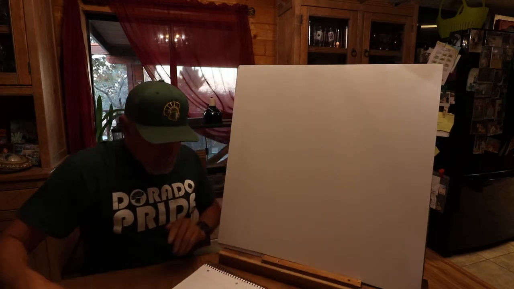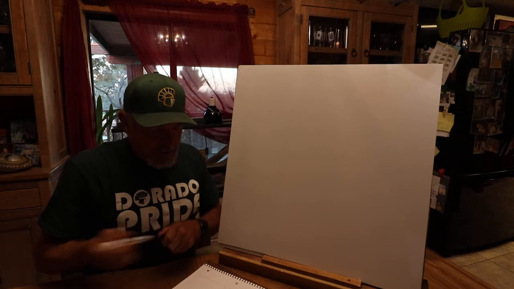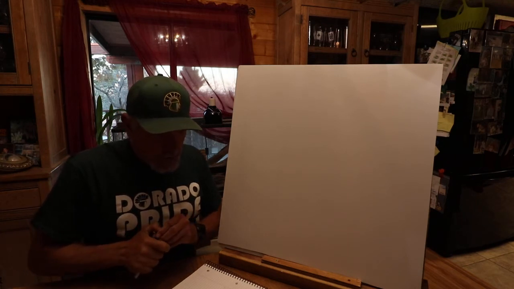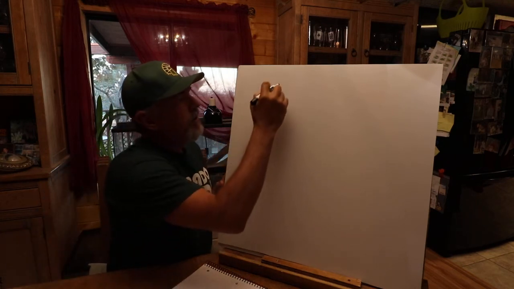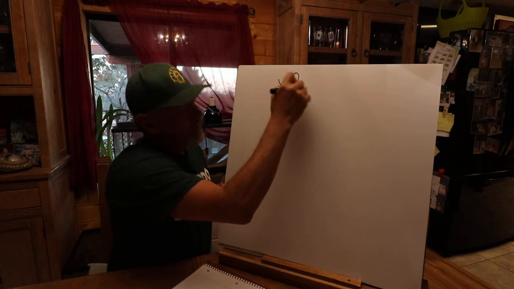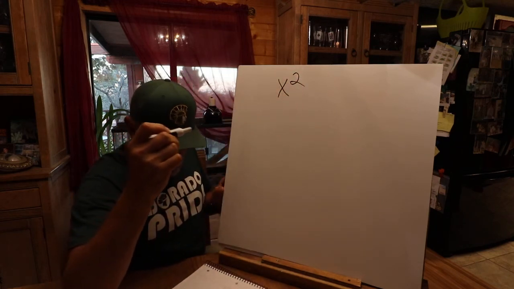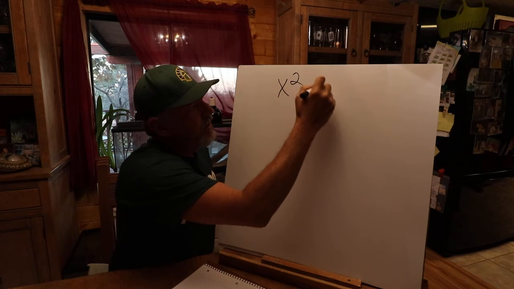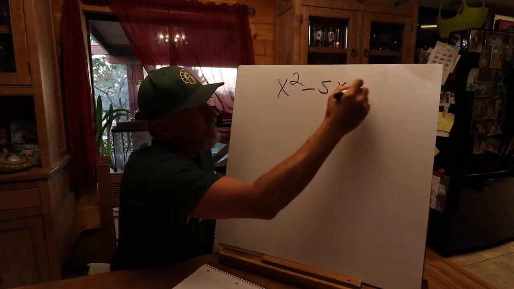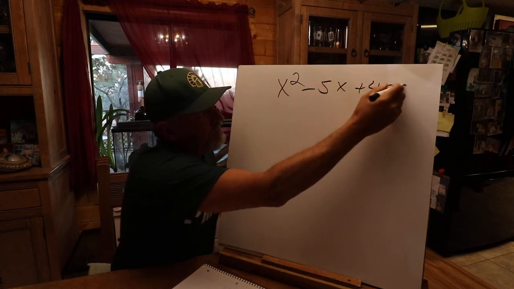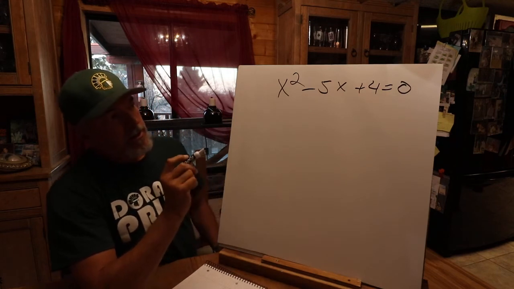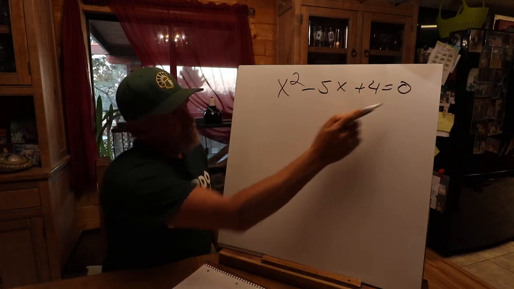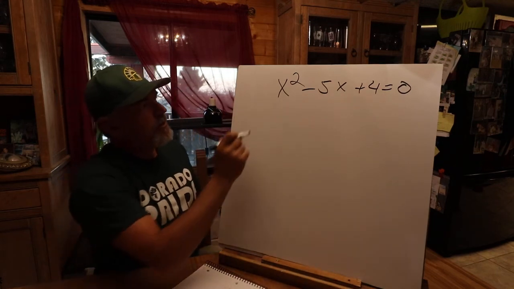First example, it's going to be already set equal to 0 and it's going to already be in order. X squared minus 5x plus 4, and it's equal to 0. In order, set equal to 0, it's ready to solve.